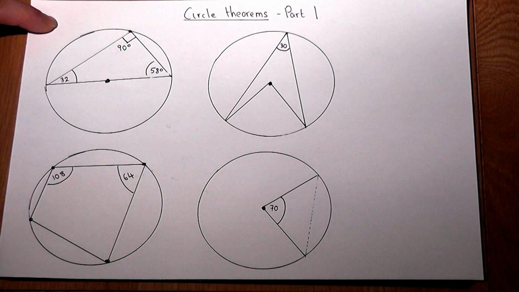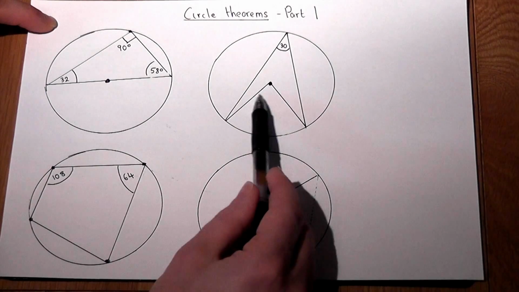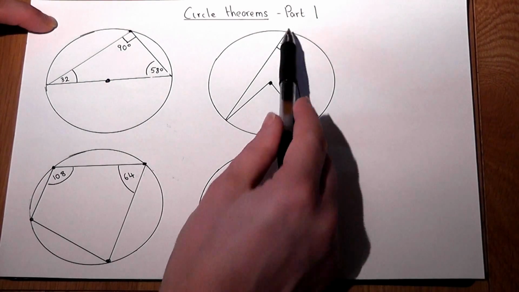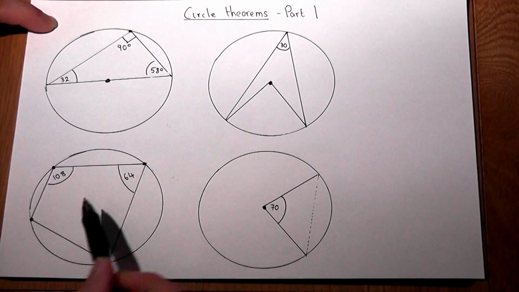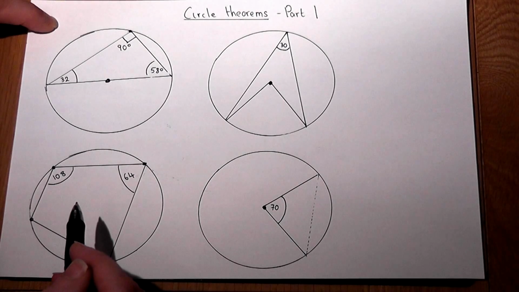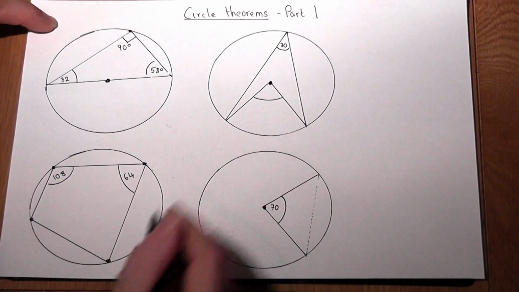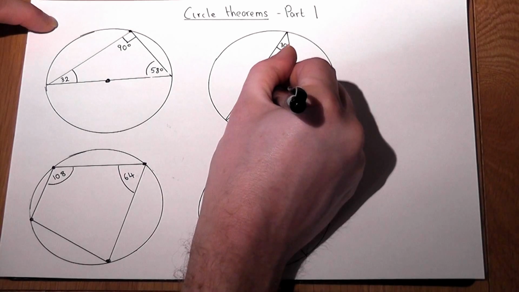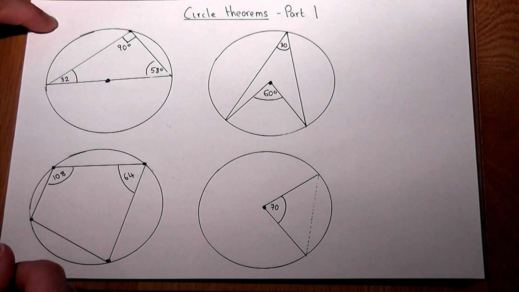So a second one, suppose we've got an angle at the centre and one at the circumference. Then the angle at the centre is always double the angle at the circumference. So this angle here is quite simply 2 lots of 30, i.e. 60 degrees. And that fact will always hold.